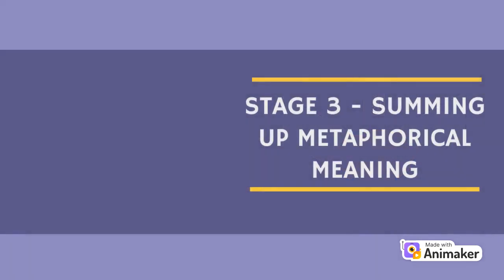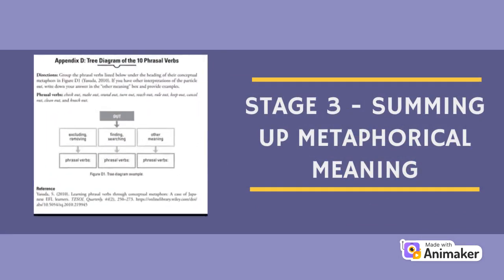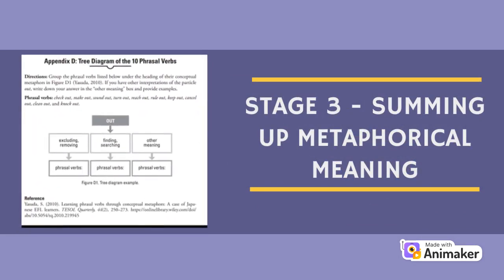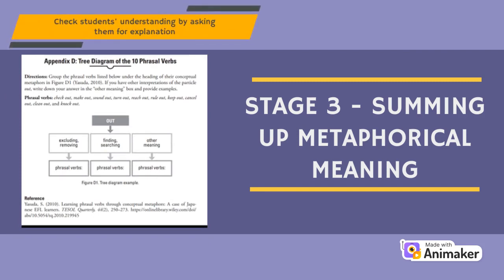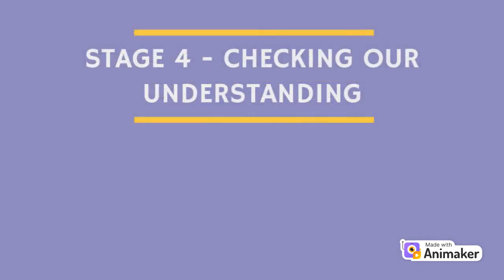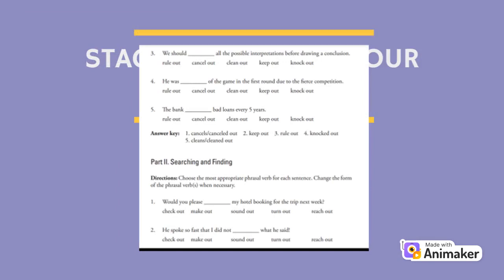The third stage is summing up metaphorical meaning. You may ask your students to work individually to create a tree diagram by grouping the 10 phrasal verbs you provided under the headings of their conceptual metaphors. You can check their understanding by asking them to explain their categorizations. The fourth stage is checking our understanding. You can have each student complete a sentence completion task that requires the use of appropriate phrasal verbs. While they are working on their exercises, you may walk around the class and offer help to those having difficulty.